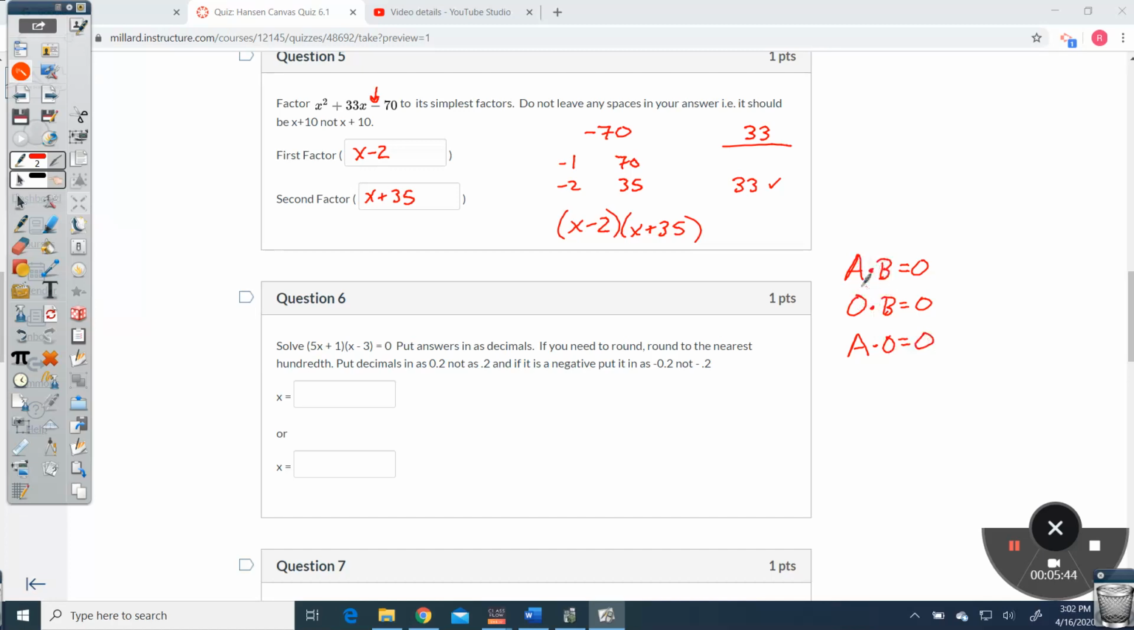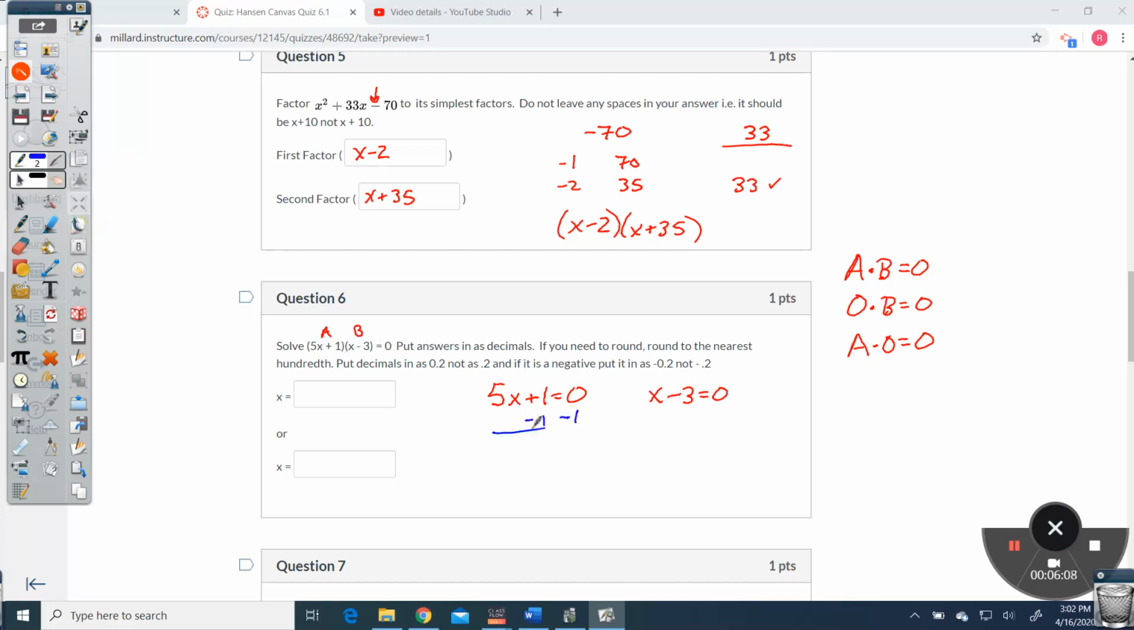And so what we do is we say either b equals 0, which is this one, or a equals 0. So I have two things. This is like a and this is like b. So I say 5x plus 1 equals 0, or x minus 3 equals 0. And now I just solve each of those. Once we've got them factored, we just put each factor equal to 0.